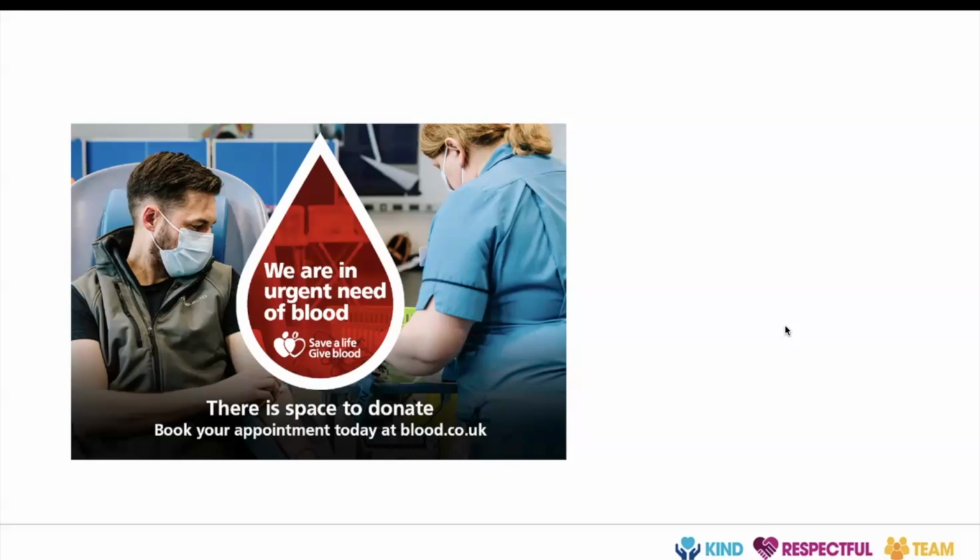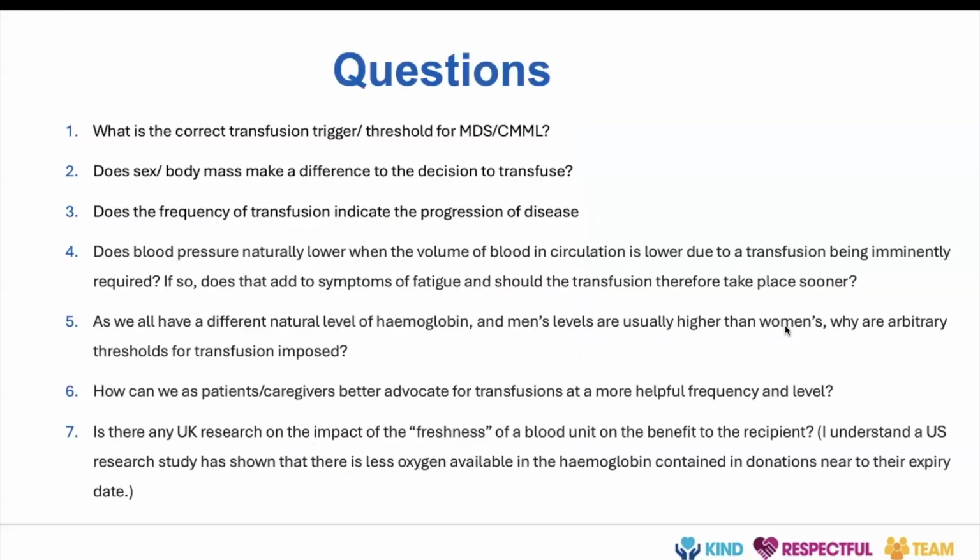By no means am I saying any one condition is more important than the other in terms of transfusion, but transfusion stewardship and the appropriate use and the sustainability of resources is becoming a bigger and bigger concern for us. So I've finished talking now, and I'm just going to go to the question section.